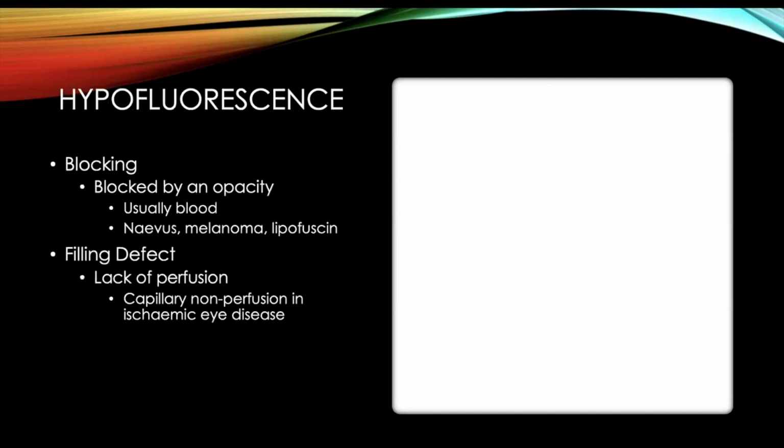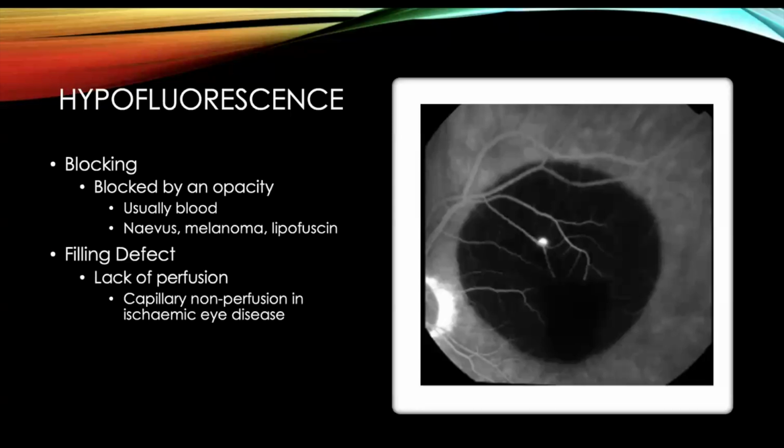And then you've got the patterns where you get hypofluorescence, so a reduction in the fluorescence, or something that's a bit darker. And what you'll see mainly is something like blocking, for example. So that's blocked by an opacity. Now, while that is usually blood, it can be something like a nevus, it can be something like a melanoma, or for example, in Stargardt's, something like a lipofuscin, where you get this typically dark choroid. And that's a blocking defect. So there's fluorescence happening underneath, but you just can't see it because there's an opacity in front of it.